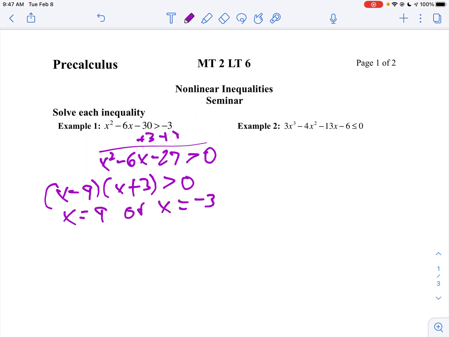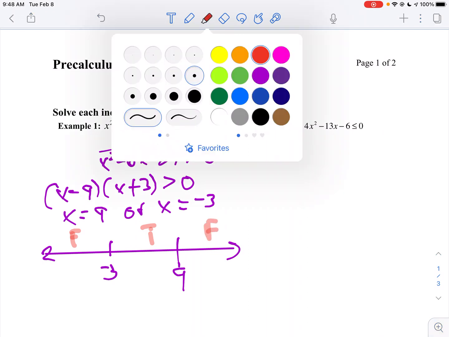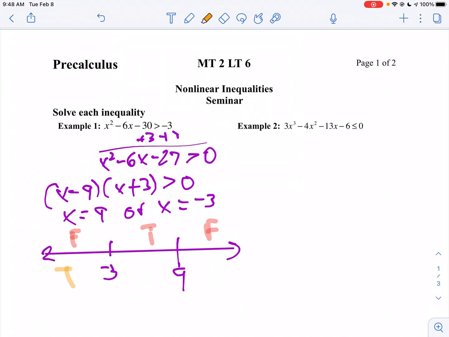Now we're going to put this in what's called a sign chart. A sign chart is just our number line broken down. So I'm going to put negative 3 on my number line and positive 9 on my number line. Now, in a sign chart, each part is either true or false. So it's either going to go false, true, false, or it'll go true, false, true. The adjacent parts are always going to be the opposite.